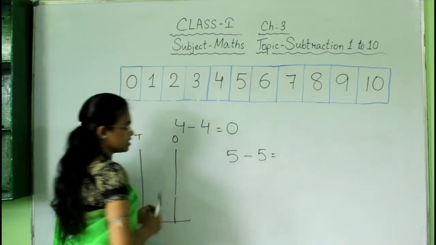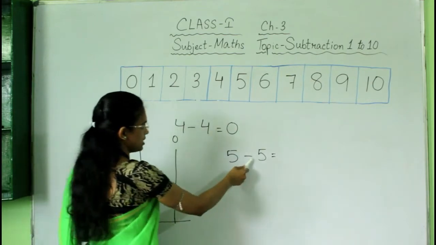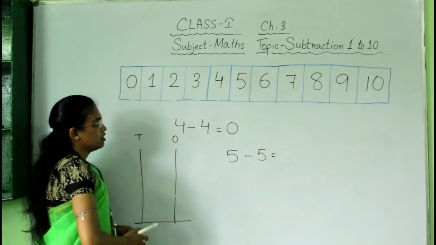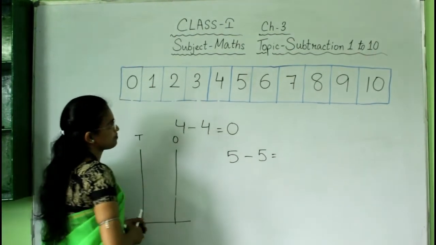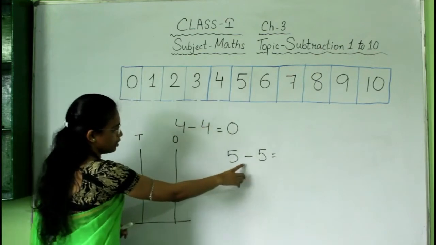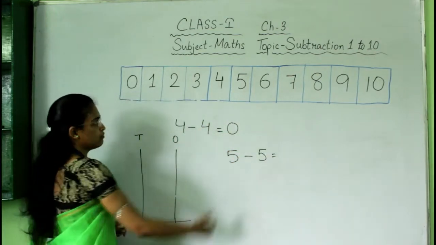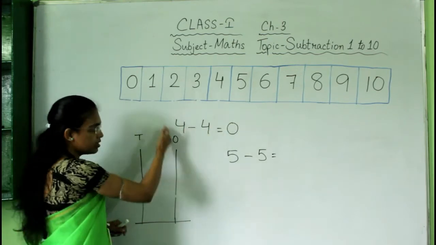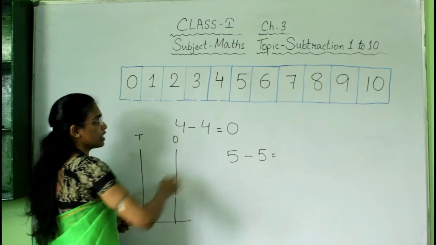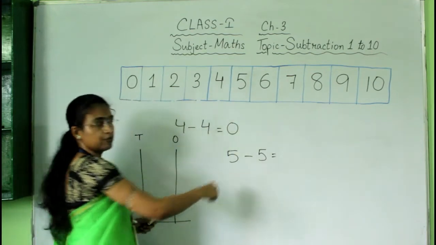Now which number is this? Yes, it is number 5. And what is this? Minus. And which number is this? 5. So where is 5? It is here, right? So what we have to do? We have to go forward? No, we have to go backward. Why? Because we have to subtract. How many numbers we have to subtract? From 5, we have to subtract 5.